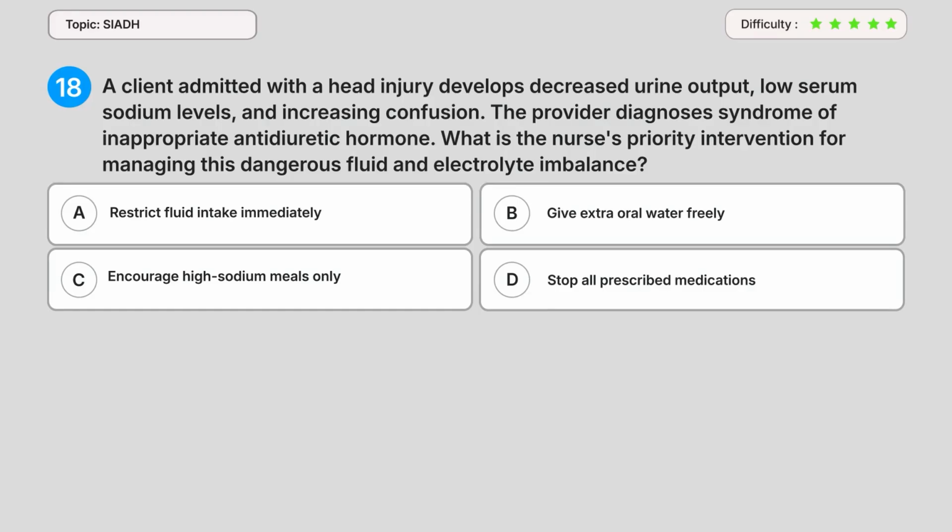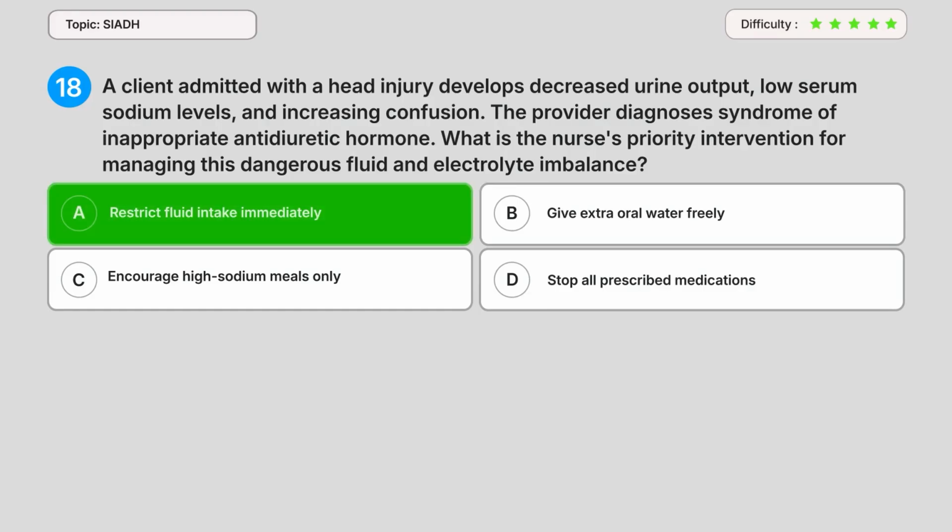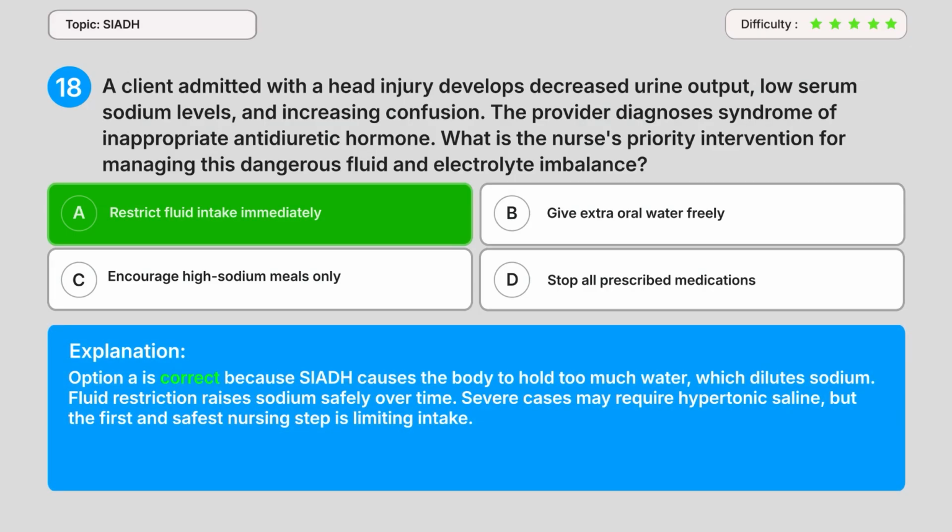Correct answer. A. Restrict fluid intake immediately. Explanation. Option A is correct because SIAD causes the body to hold too much water, which dilutes sodium. Fluid restriction raises sodium safely over time. Severe cases may require hypertonic saline, but the first and safest nursing step is limiting intake.